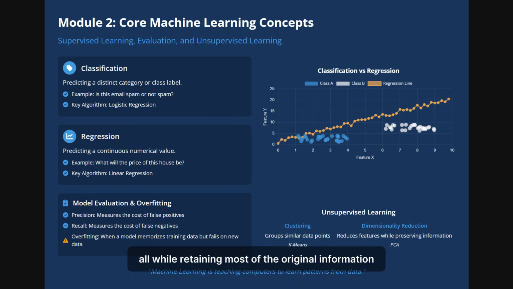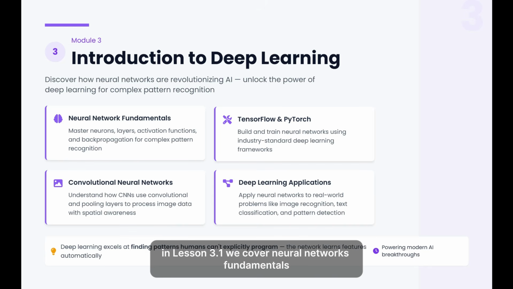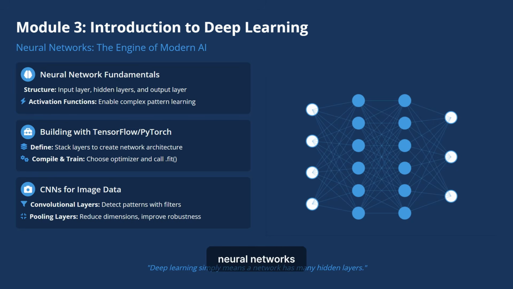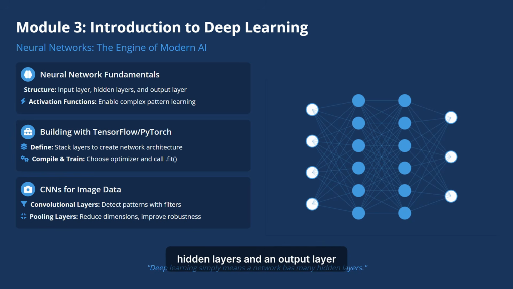Module 3, Introduction to Deep Learning. Welcome to Module 3. We're now ready to explore neural networks, the engine behind the modern AI revolution. In Lesson 3.1, we cover neural networks fundamentals. For incredibly complex patterns like recognizing a face or understanding language, we need an approach inspired by the brain. Neural networks stack layers of analysis on top of each other, allowing the model to learn increasingly abstract features. They are made of neurons organized into an input layer, hidden layers, and an output layer.